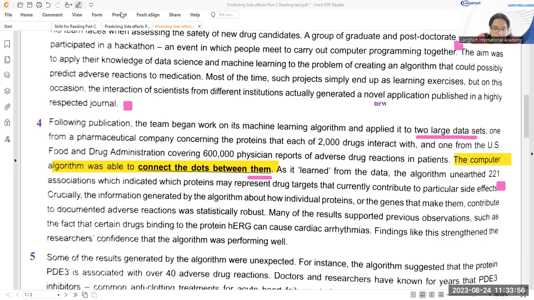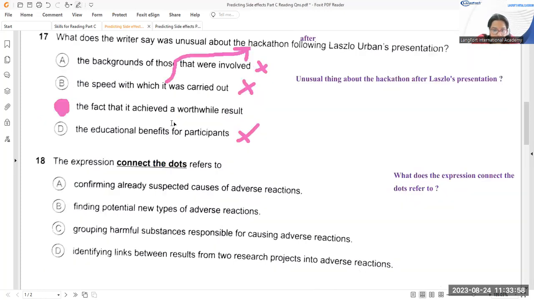Okay, all right. Now let's have a look at the question. Can you read each option with the question for me, Sudha? Yeah, the expression connect the dots refers to confirming already suspected causes of adverse reactions. Did they say that when they were talking about connect the dots, it confirmed what they had already suspected or believed about the causes of adverse reactions? Whatever they already knew, it confirmed it. No, that's not said. Okay, next one.